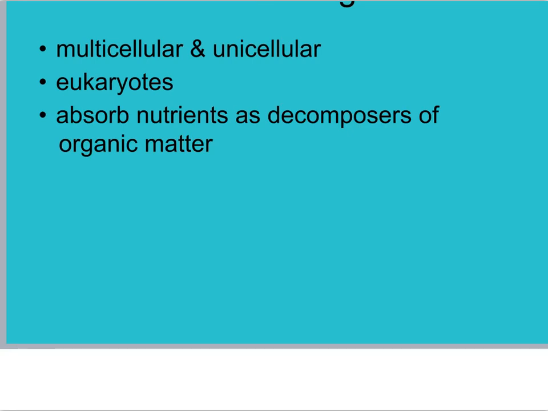Okay, last one. Name that kingdom. Eukaryotes, multi and unicellular, and they absorb nutrients as decomposers of organic matter. So we didn't mention this, but I wanted to put it here. Decomposers, eukaryotic decomposers, are going to usually be fungi. Now, some protists can be decomposers, but protists are mostly going to be unicellular.